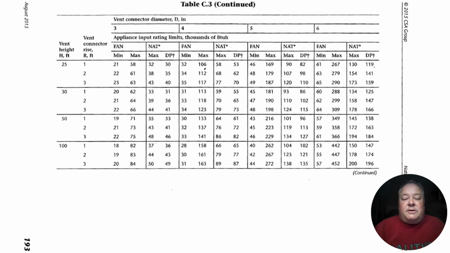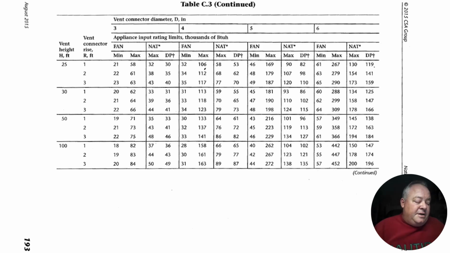So 4-inch won't work because we only have a capacity of 55,000 BTUs. So we're going to come over here to the 5-inch, and if you look in the 5-inch DP column, we're going to be looking at about 86,000 BTUs of capacity for 5-inch. So 5-inch is going to work for our particular vent system for the water heater.